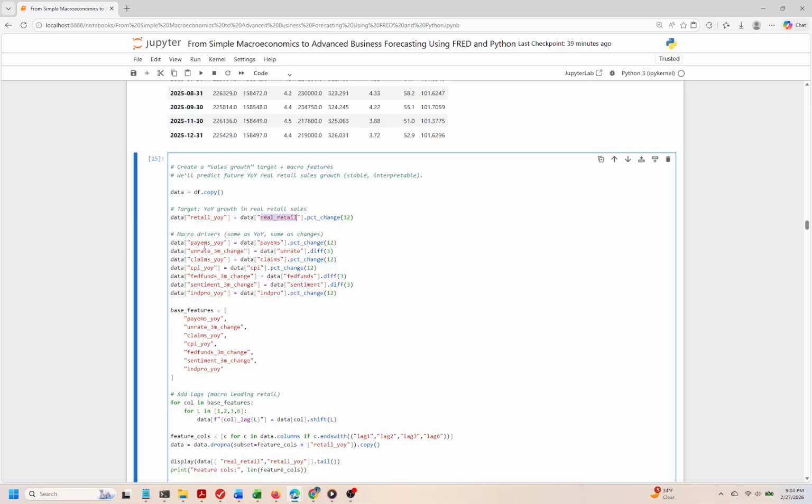Next, we introduce various macroeconomic indicators as features to help predict the retail sales growth. These indicators include the percentage change in payroll employment, the change in the unemployment rate over 3 months, and similar calculations for claims, consumer price index, federal funds rate, and industrial production. Again, applying a combination of percentage changes and absolute changes to create a comprehensive set of insights.